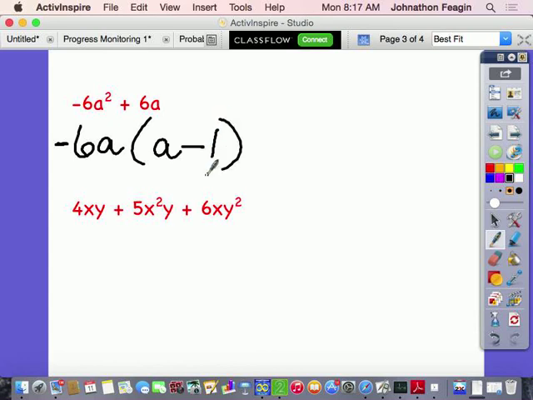The only way to get a positive here is if I multiply a negative and a negative, which is what I would do if I were to distribute back through. So if I were to distribute back through, that would give you a negative 6a squared, and then here you get a positive 6a. So whenever you take out a negative, it changes the signs of your terms.